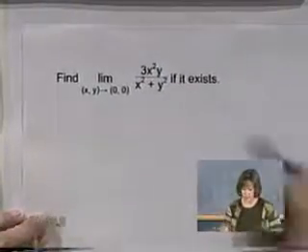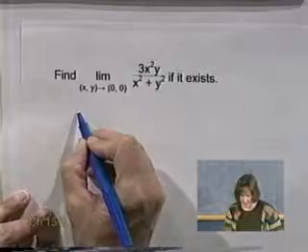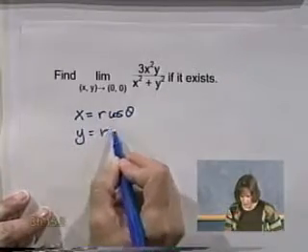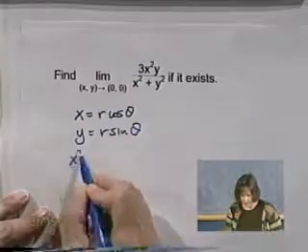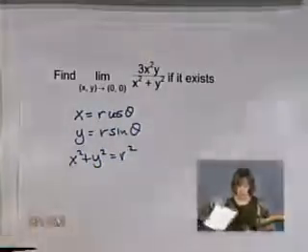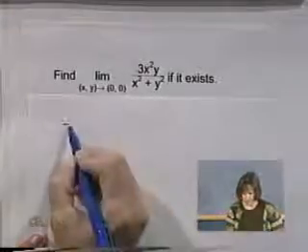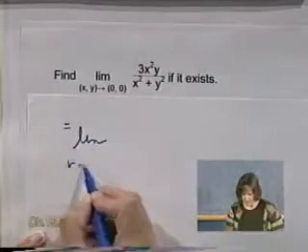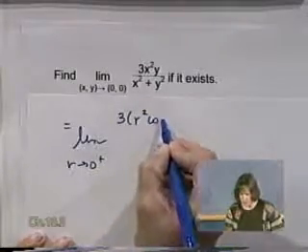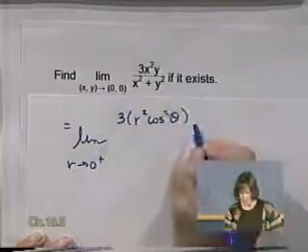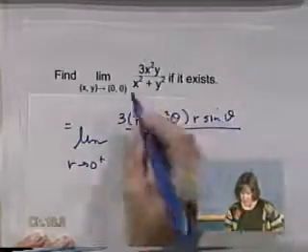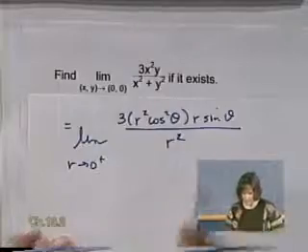Let's try polars. So with polars, I'm going to let x equal r cosine theta, y equal r sine theta, and remember that x squared plus y squared is r squared. So playing plug in here, this is equal to the limit as r goes to 0 of 3 times r squared cosine squared theta, because it's x squared. For y, I'm putting in r sine theta. And for x squared plus y squared, I put in r squared.